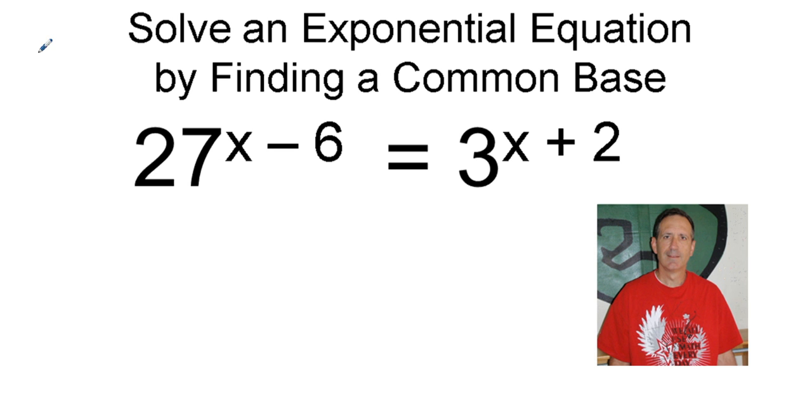Solve an exponential equation by finding a common base. Here we have an equation, 27 to the power of x minus 6 equals 3 to the power of x plus 2.